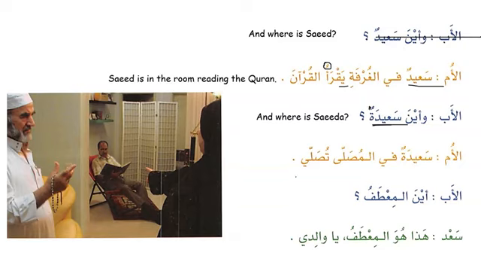Sa'idatun fil musalla tusalli. Now, if you see here, Sa'ida is feminine, mu'annath, as I explained earlier. So for Sa'ida, the verb that we are going to use is tusalli, and it starts with ta. Now, it's not necessary that every verb should end with dhamma. However, if you want to put the sign over here, it is not a problem. Tusalli is also possible.